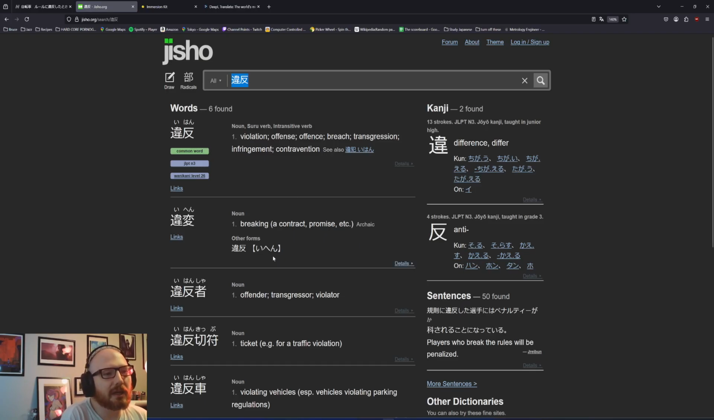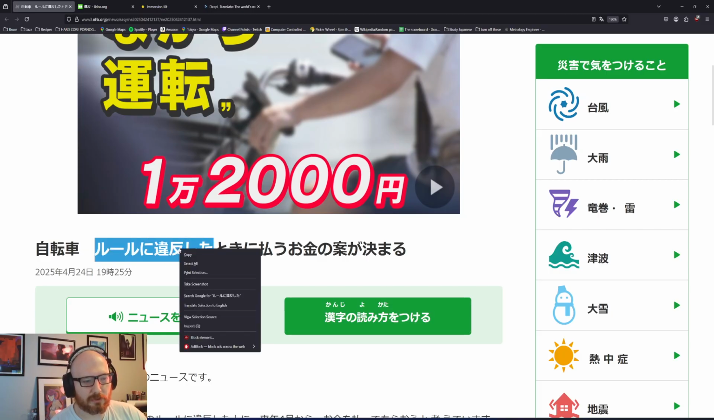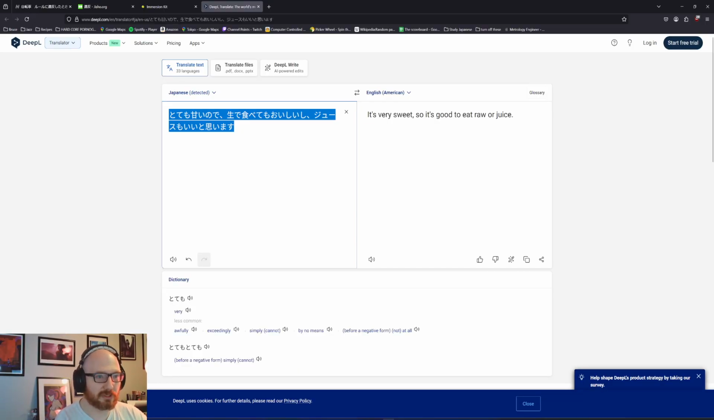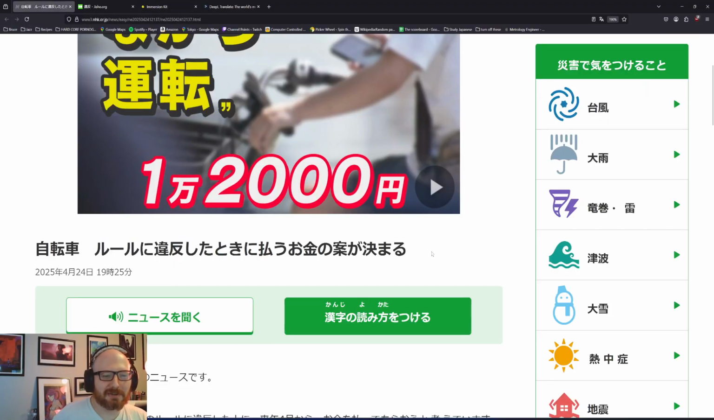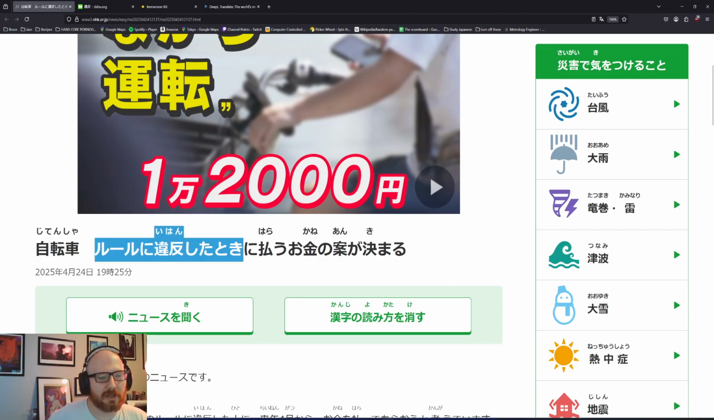But okay. Ihan. Violation, offense, breach, transgression, infringement. Okay, so ihan here. Ruru. Is this just saying breaking a rule? Is that what ruru is supposed to be, rule? Violation of rules. Yes, it is. Gosh, freaking katakana. Okay. Ruru ni ihan shita toki: when you break the rules. Ni harau.